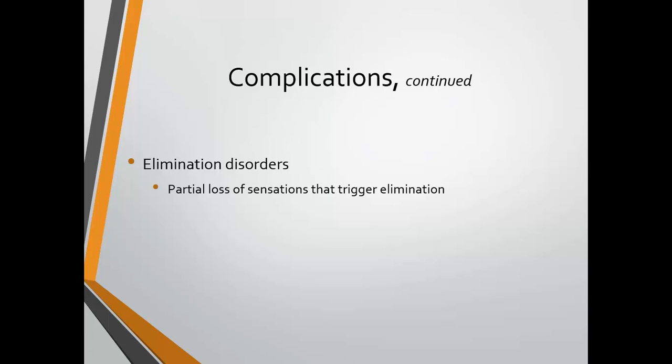Your elimination disorders. These are disorders of the bladder and bowel elimination, and these are common in stroke patients. It may also cause partial loss of sensations that trigger bladder elimination. That may result in urinary frequency, urgency, or even incontinence. So control of urination and changes in bowel habits may be altered as a result of cognitive deficits, immobility, and dehydration.